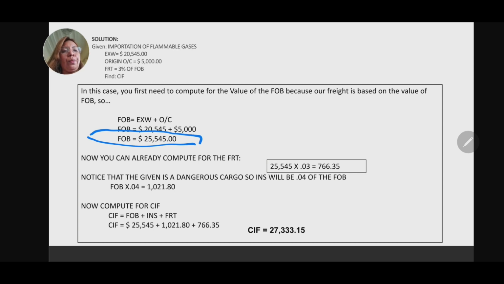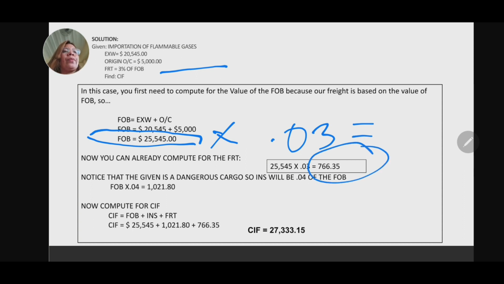So you already have the value of your FOB. Now, you can already compute for the freight. In the given, it says here that the freight is 3% of your FOB. So your freight is based on the FOB, so you just need to multiply your FOB by 0.03, or 3%, to get your freight, which is 766.35. So you already have your freight and your FOB.